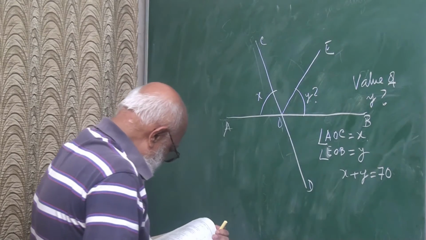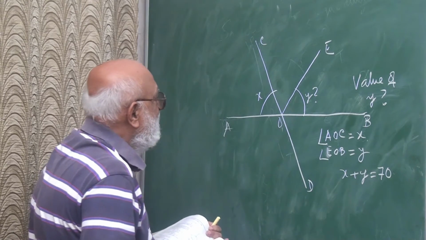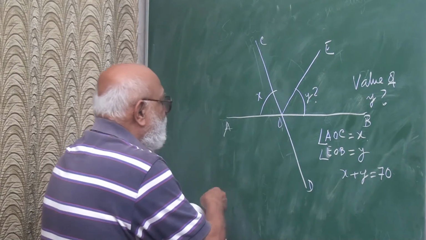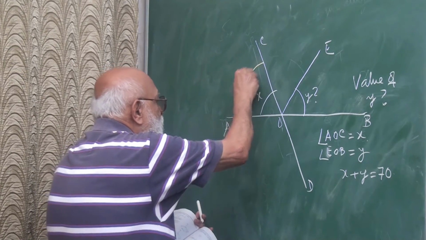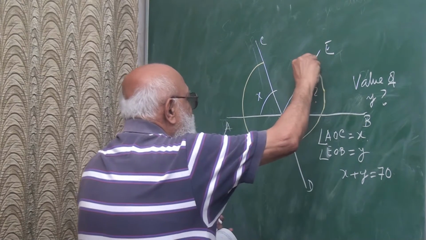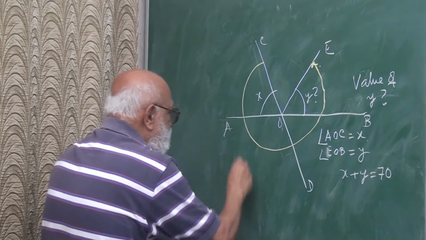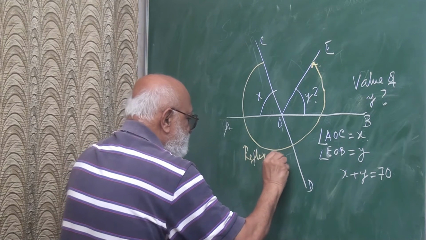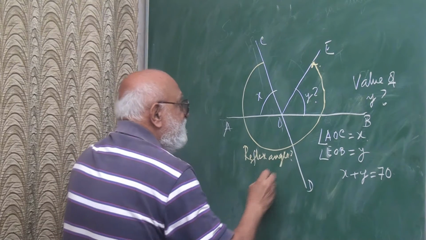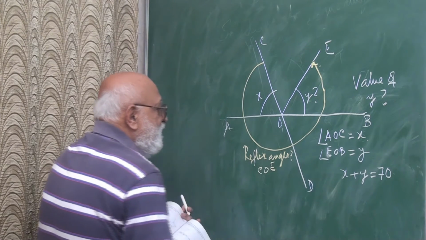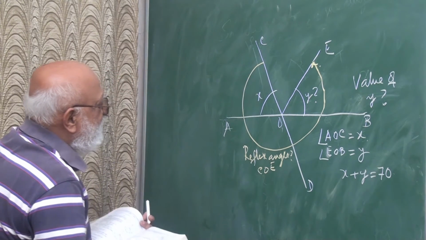And also find out the reflex angle of COE. That means you have to find the reflex angle of COE. So this angle you have to find out. So this will be your reflex angle. It's reflex angle COE. Let us see this one a little bit carefully.